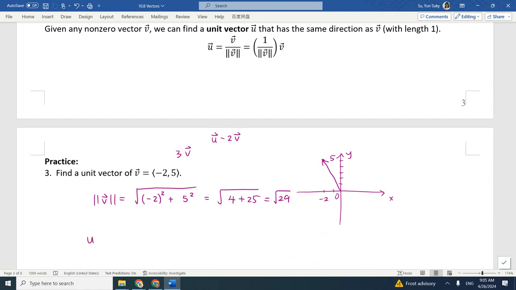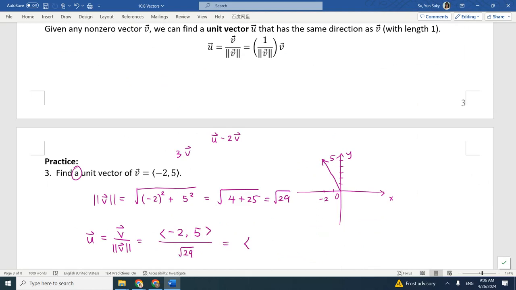And then the unit vector, because the problem asks to find a unit vector. We have two unit vectors, one in the same direction, one in the opposite direction, so you just need to find one of them. Usually we find the one with the same direction. So this is v over the magnitude of v. v is negative 2, comma 5. The magnitude of v is the square root of 29.